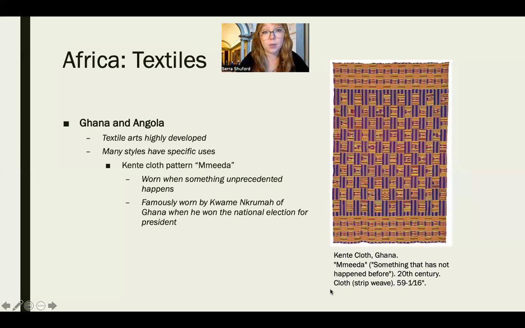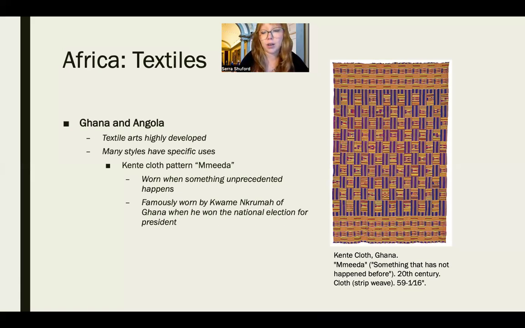And lastly, Ghana and Angola. These regions are very highly skilled in textile arts. Many styles have very specific uses. So, for example, this is the kente cloth pattern that they've developed. This is traditionally worn when something unprecedented happened. It was very famously worn by Kwame Nkrumah of Ghana when he won their national election for president. That was a very big, significant moment in their government, and so it only made sense for them to use this cloth to indicate that change that was happening.